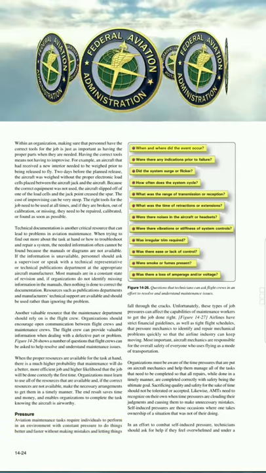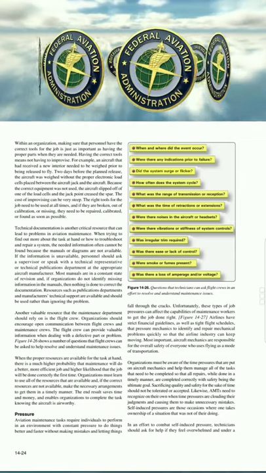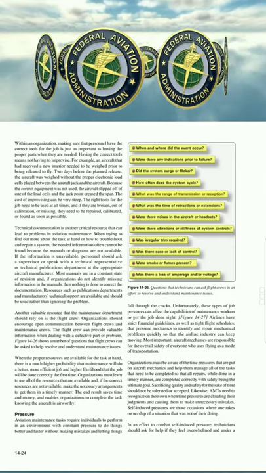When and where did the event occur? Were there any indications prior to failure? Did the system surge or flicker? How often does the system cycle? What was the range of transmission or reception?